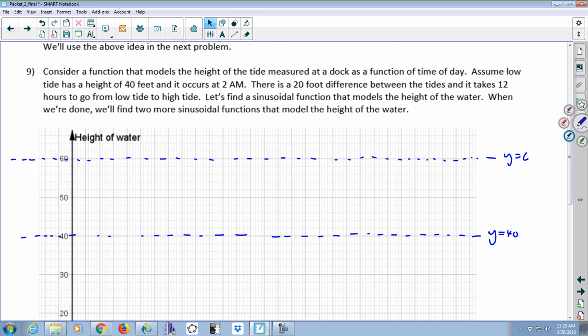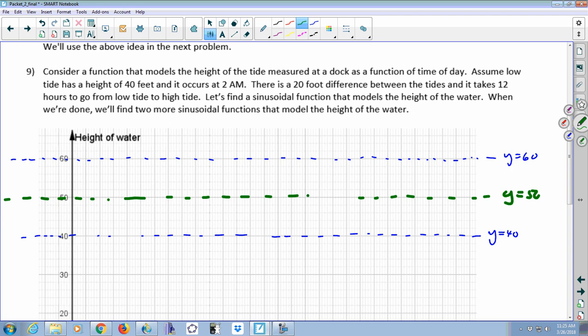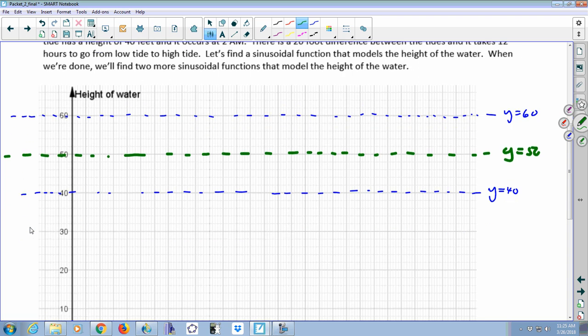Y equals 60. So midway between 60 and 40, I have my midline. Here's my midline, y equals 50. So beginning with that midline and the highs and the lows is a very important beginning place. That's where I always begin. All right, it says sinusoidal. This could be a sine graph, it could be a cosine graph. I don't know yet.